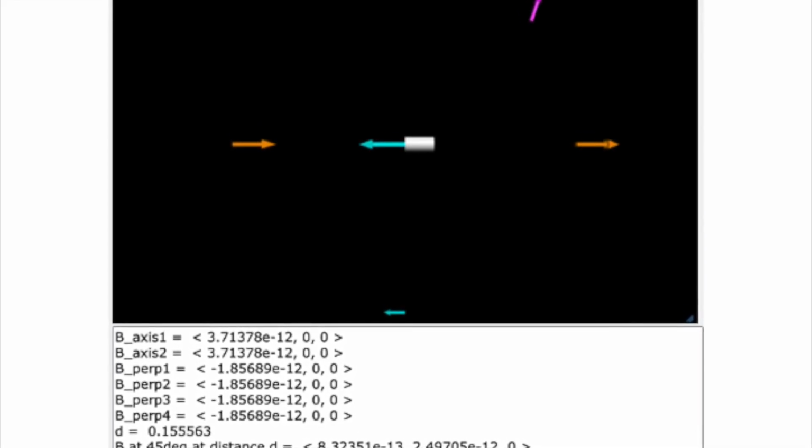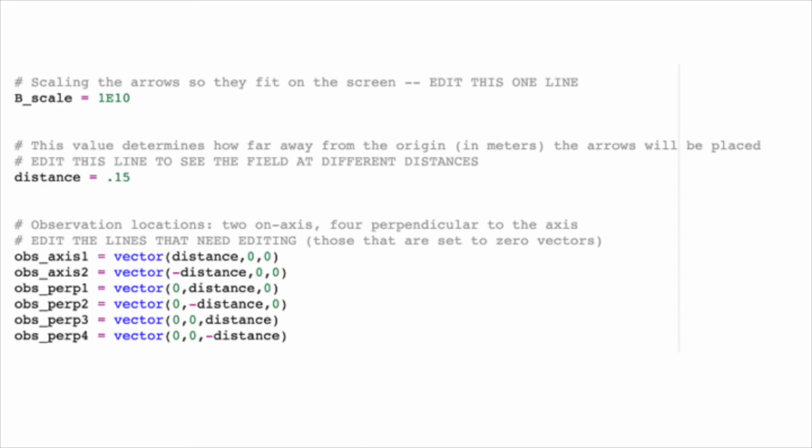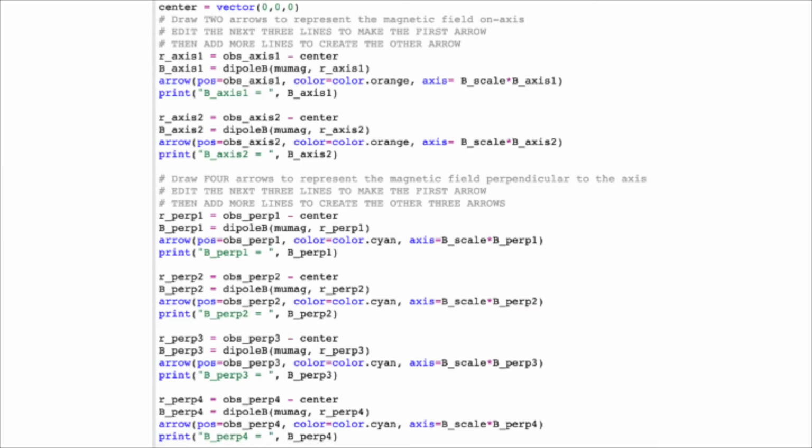So this result was achieved by editing the starter code, inputting the magnitude of the magnetic moment, which we found in the experimental data, and defining a function for the magnetic field using the general dipole equation, which we saw at the beginning. Several observation locations were then defined on the x, y, and z axes, and finally arrows were created to represent the magnetic field at each of these observation locations using the function we defined.